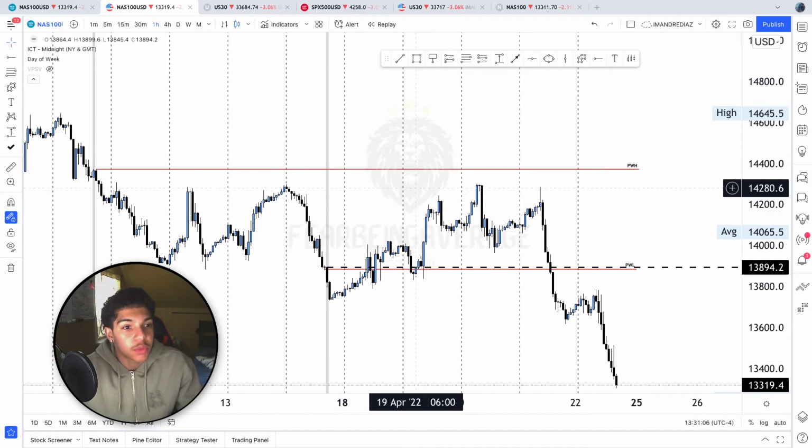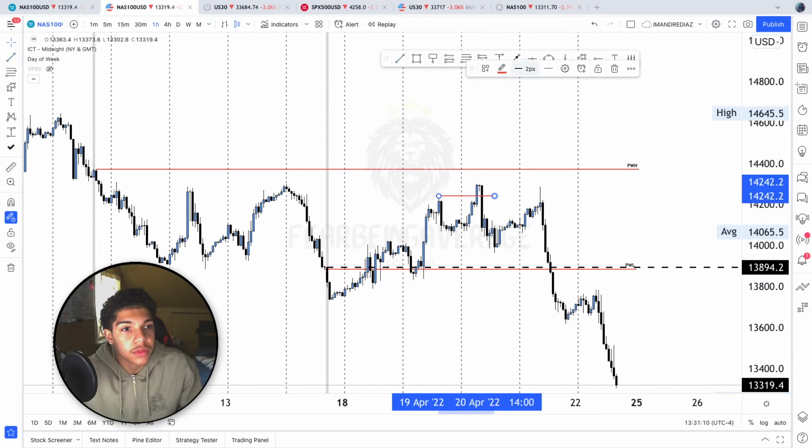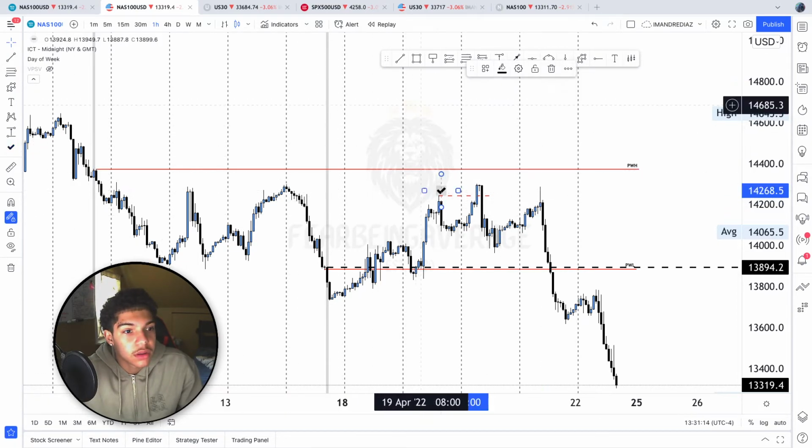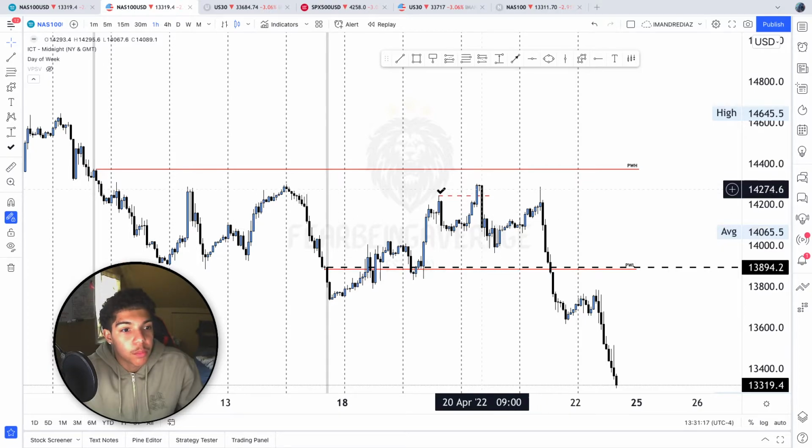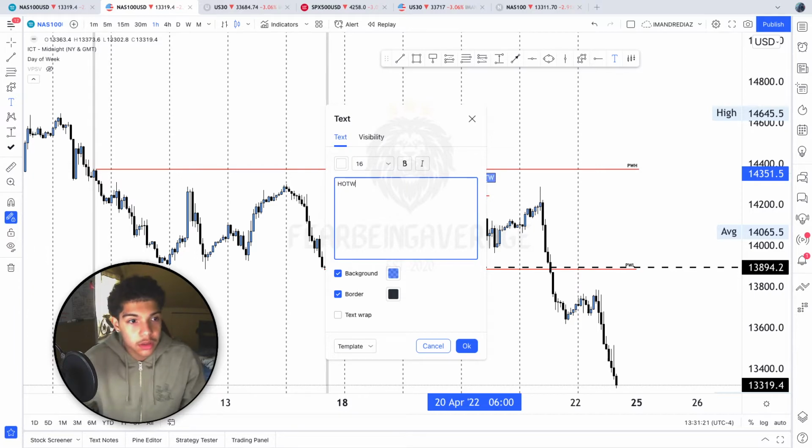So what do we have? We have the high of the week that was created after clearing. The high of the week was created on Wednesday after clearing Tuesday's high. So we have the high of the week on Wednesday.